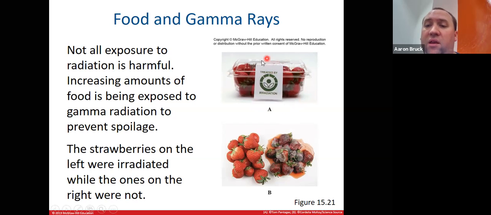So that is a safeguard that is put in place by the FDA, by the USDA, to let people know what they are buying. So if you see that symbol, it means that the food has been treated with radiation. If you do not see the Radura symbol, then it means that the food was not treated with radiation. Very easy way to tell the difference.